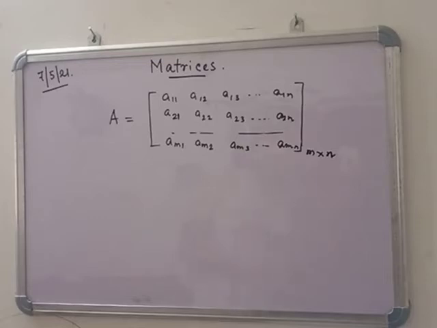Today we are going to discuss matrices. In previous class 10, we already discussed matrices. A matrix is a rectangular array. That means A equals A11, A12, A13 up to A1n. Similarly, A21, A22, A23, A2n, AM1, AM2, AM3, AMN. This is an m by n matrix.